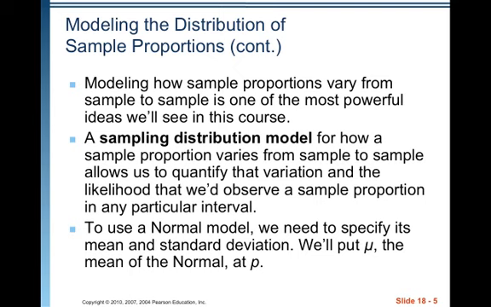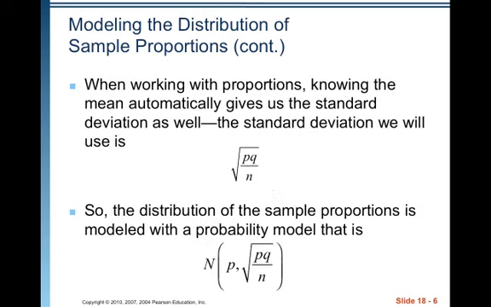We'll put mu, the mean of the normal, at P, the population proportion, what we're trying to estimate with the p-hats. When working with proportions, knowing the mean automatically gives us the standard deviation as well. The standard deviation we will use is the square root of P times Q over N, and remember Q is just 1 minus P. So the distribution of the sample proportions is modeled with a probability model that is normal with a mean of P and a standard deviation of the square root of P times Q over N.